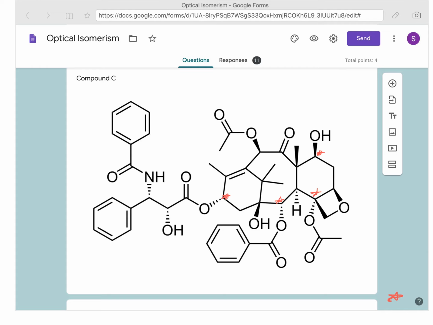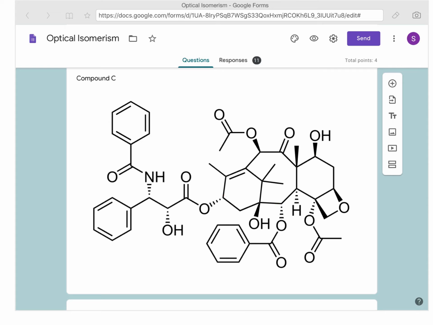So if you could do compound C, or if you can do it now, then I think you pretty much understand what we're doing here, because that's an absolutely nasty one. But the rules are all the same, so hopefully that helps. Let's see if we've got any more questions.